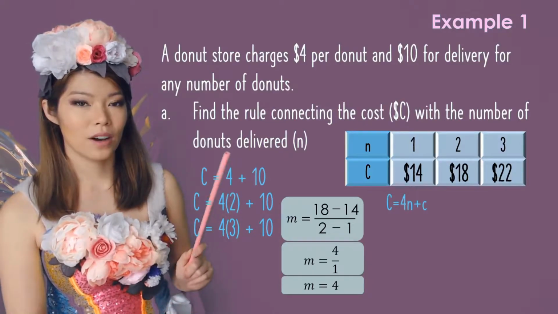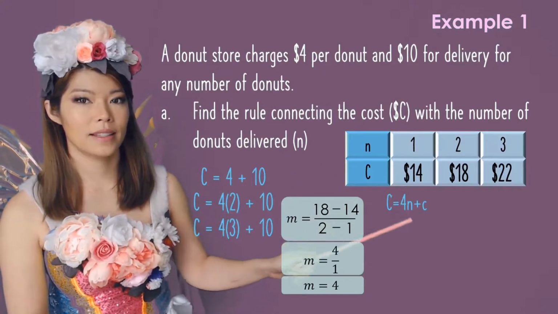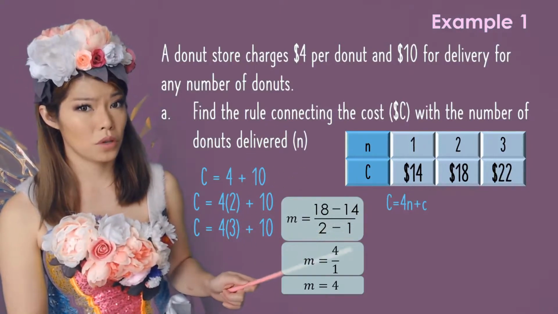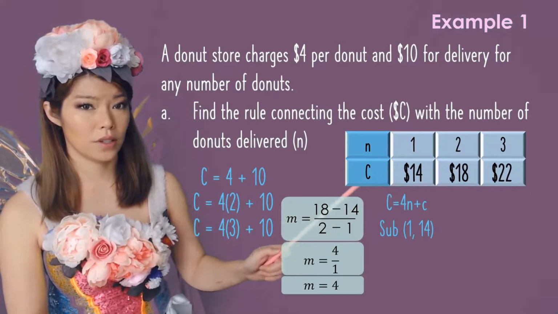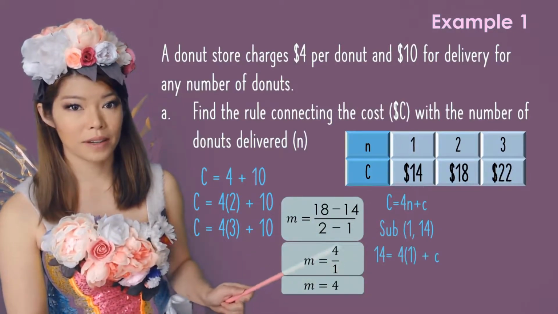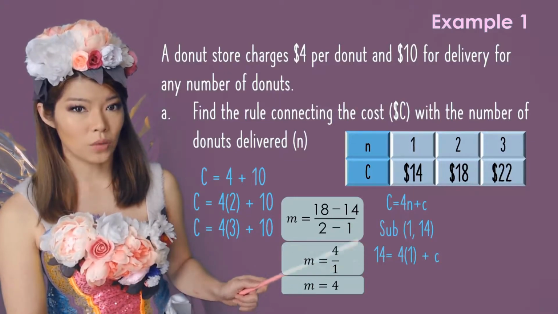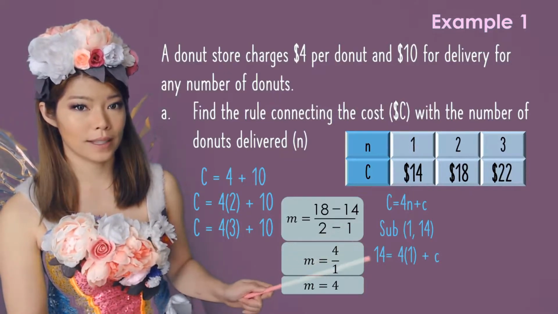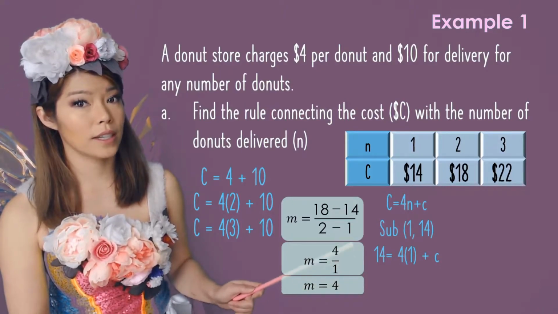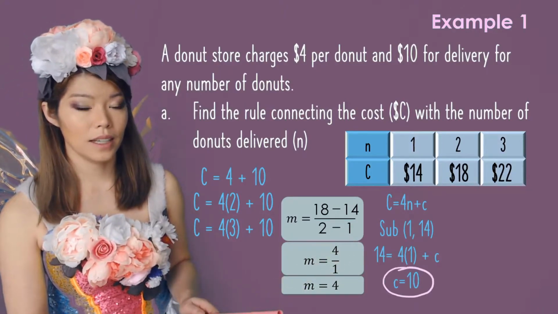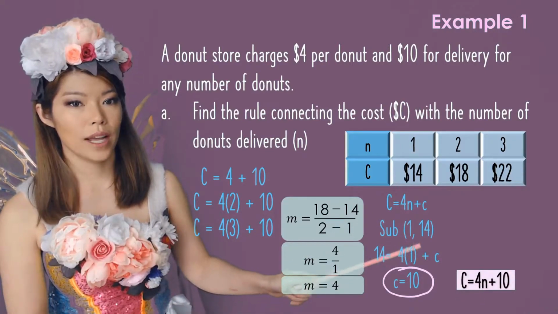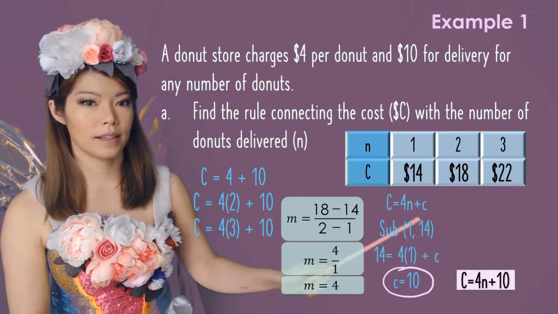So we have cost equals 4N plus c, and we have to figure out what c is. We can do substitution using the first coordinate where x is 1 and y is 14. So you can try that and plug it into the equation. We have 14 equals 4 plus c. Bring the 4 over, we have c equals 10. 14 minus 4 is 10. So now we have c and we have m. We can write C equals 4N plus 10.